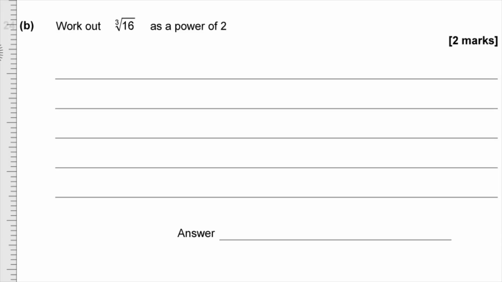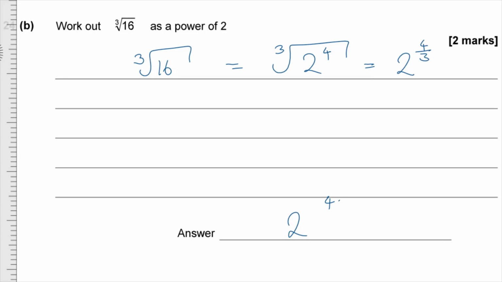Work out the cube root of 16 as a power of 2. Okay, well, the cube root of 16, what is 16 as a power of 2? 2, 4, 8, 16, that's 2 to the power of 4, isn't it? So I can rewrite that as the cube root of 2 to the power of 4. Okay, which is the same thing as 2 to the power of 4/3. So that's my answer, 2 to the power of 4/3.